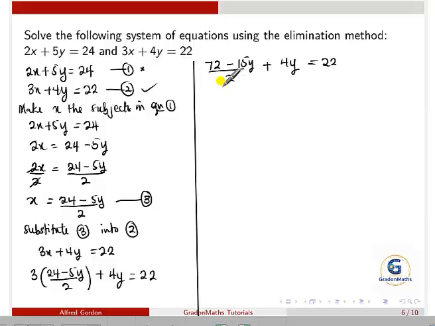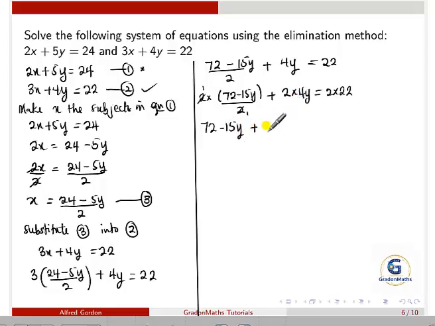Okay, so to do away with the fraction, we can multiply through by the LCM, and the LCM here is 2. So let's take our time. So 2 multiplying 72 minus 15y, all on 2. In fact, brackets are very important here because the terms here are 2. And we have 2 multiplying 4y, and we also have 2 multiplying 22. Okay, so here 2 divides itself 1 and divides that 1. So here we have 72 minus 15y, plus we have 8y is equal to, then we have 2 times 22 to be a 44.